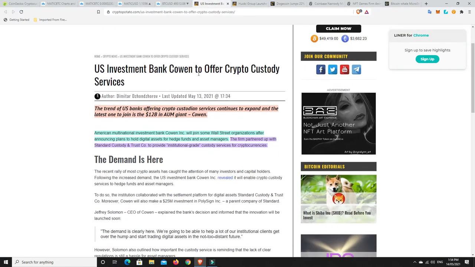U.S. investment bank Cowen to offer crypto custody services. Sorry, does this sound like the end? Does this sound like people are now all flocking to get out of it? No, this sounds like things are getting ready to heat up. So the trend of U.S. banks offering crypto custodian services continues to expand, and the latest one to join is the $12 billion asset under management giant Cowen. American multinational investment bank Cowen Inc. will join some Wall Street organizations after announcing plans to hold digital assets for hedge funds and asset managers.